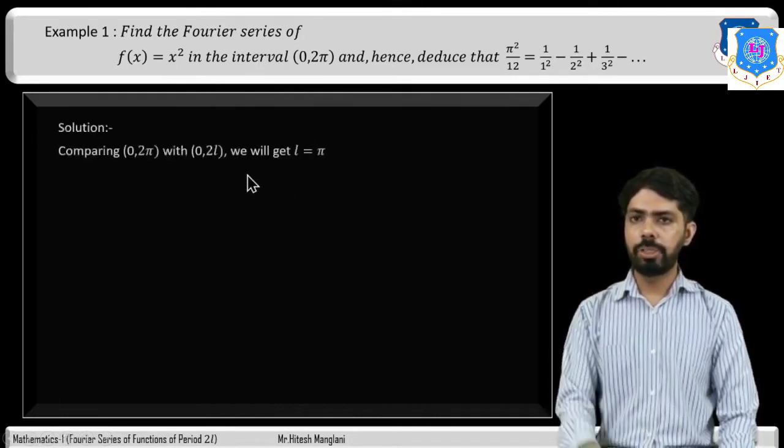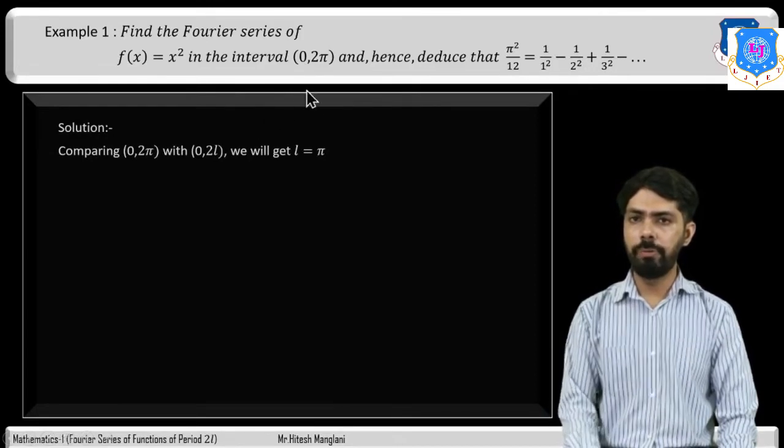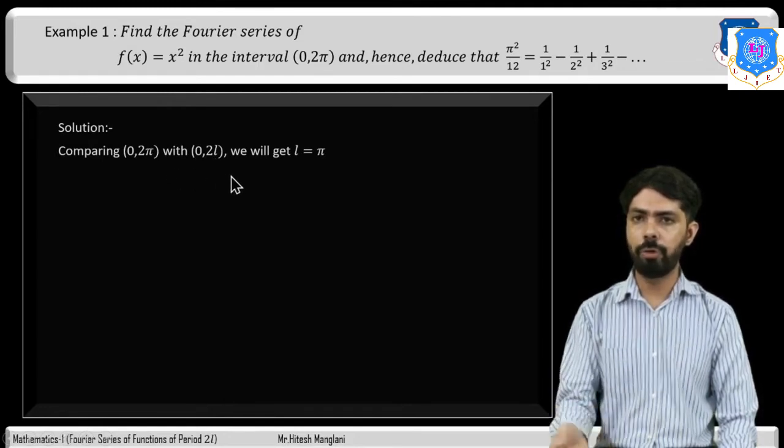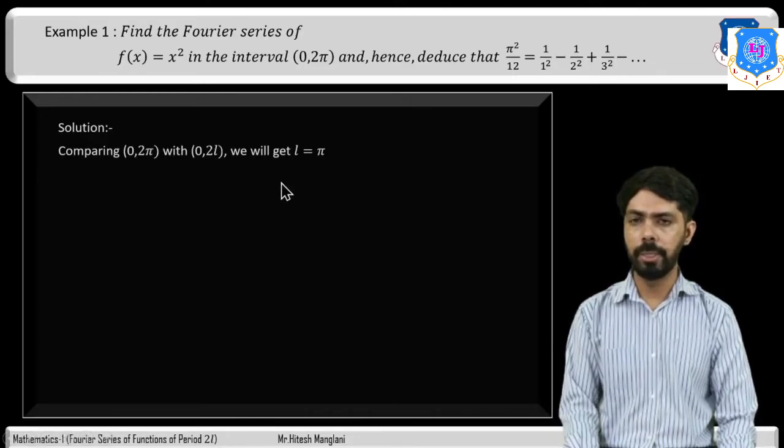So first of all, here we will find out the value of l. So comparing the interval 0 to 2 pi with 0 to 2l. If we compare 0 to 2 pi with 0 to 2l, then 2l is equal to 2 pi. Therefore, value of l is pi.